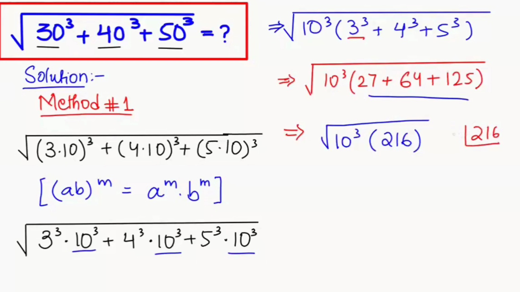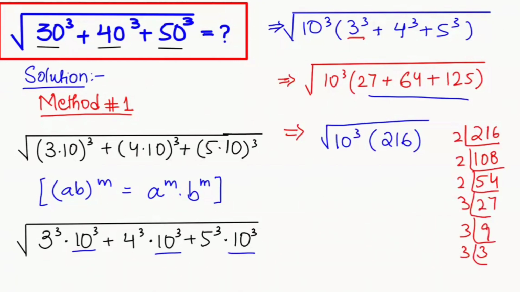Now here I'm going to factorize 216. So here 2 times 108 gives us 216, and 2 times 54 gives us 108, 2 times 27 gives us 54, and 3 nines and 3 threes. So here we get 3 pairs of 2 and 3 pairs of 3. So here I will write down 10 to the power of 3 times 2 to the power of 3 times 3 to the power of 3.